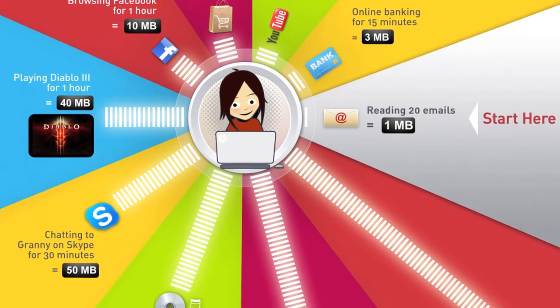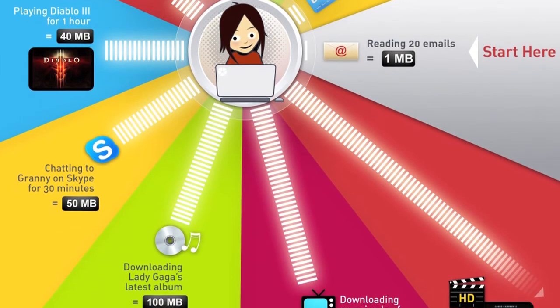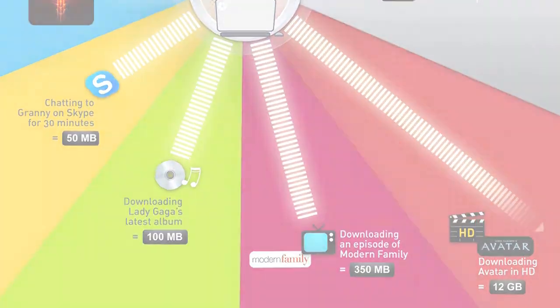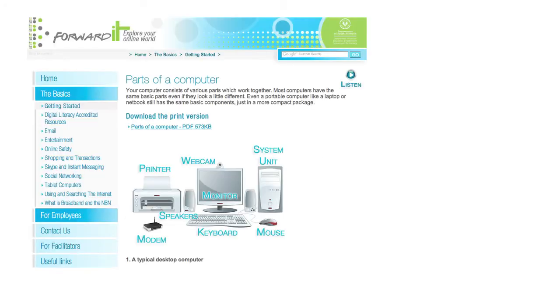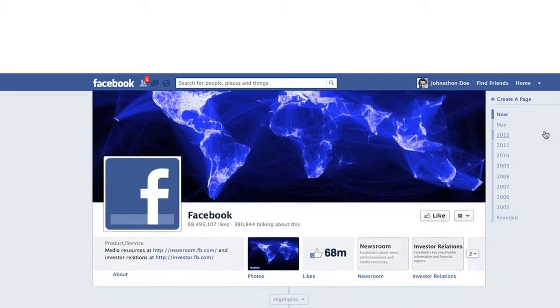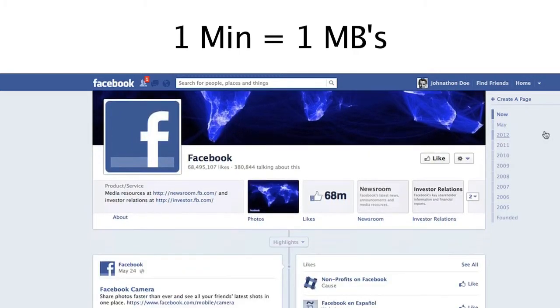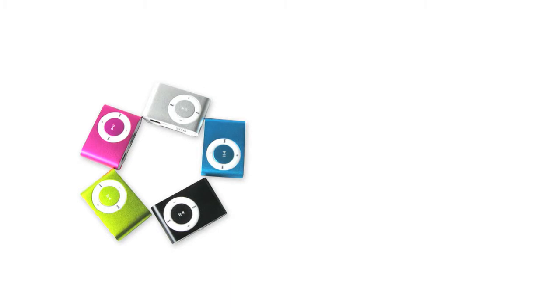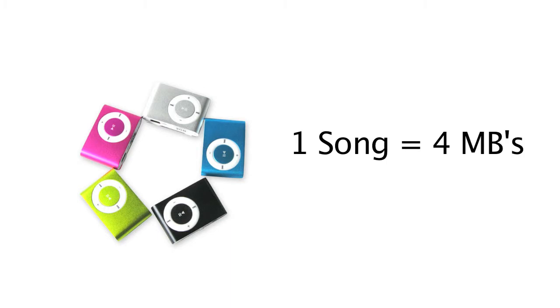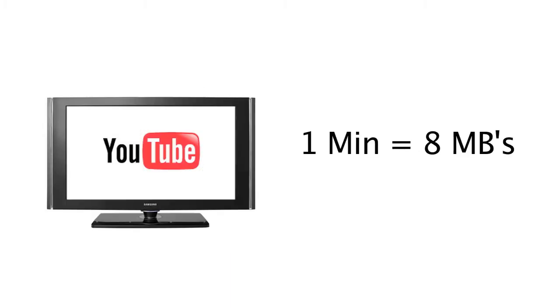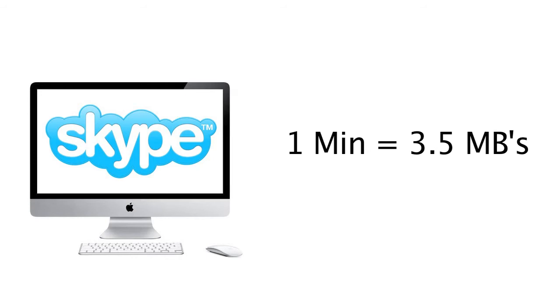Here are some popular internet activities along with their data consumption rates. Sending one email, 50 kilobytes. An average page with pictures, 200 to 500 kilobytes. 1 minute browsing Facebook, but not clicking on any videos, 1 megabyte. Downloading one song, 4 megabytes. Watching 1 minute of YouTube, 8 megabytes. 1 minute of Skype video calling, 3.5 megabytes of usage.